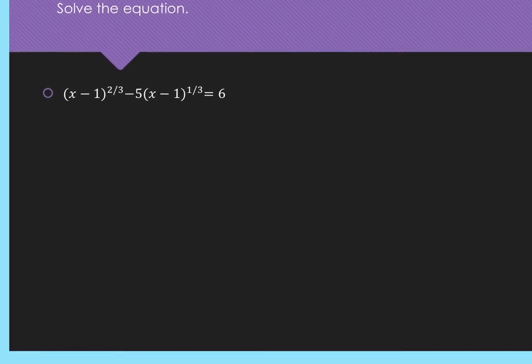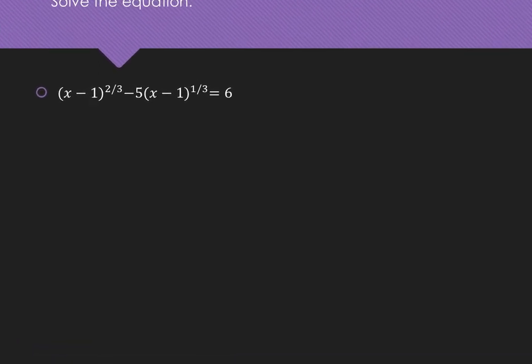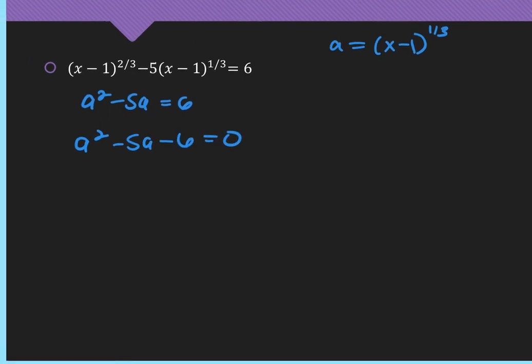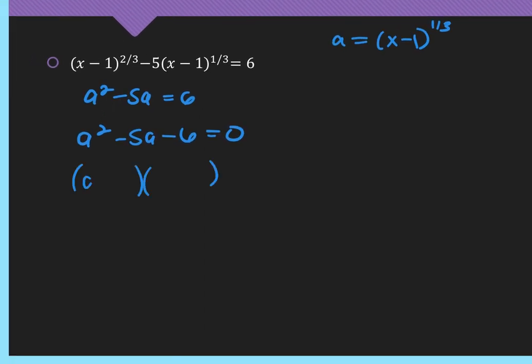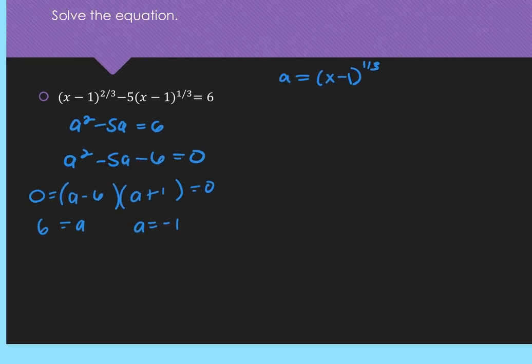All right, so this is the one where we substitute, right? What is A? A is x minus 1 to the 1/3. Good. All right, so this one gets factored, right? A minus 6, A plus 1, split and solve. A equals 6, A equals negative 1. And then we set it back equal to what A equals.